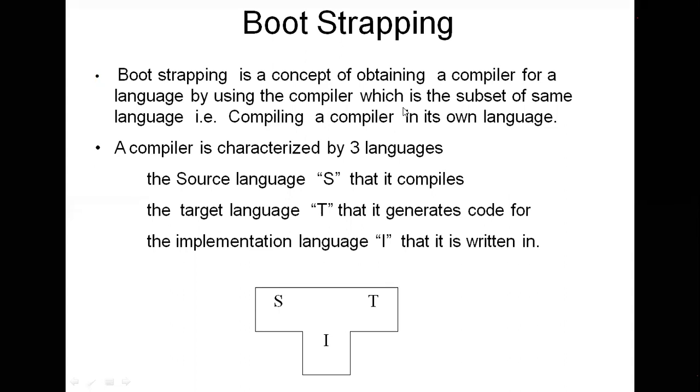The structure of bootstrapping is represented with a T structure, where the T structure consists of all three languages: source, target, and implementation. By using the source language, we can compile. By using the target language, we can generate the code. By using the implementation language, we can write the compilers.